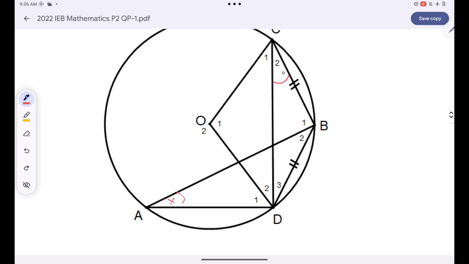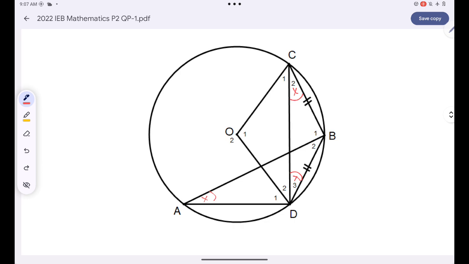Angle C2 is also equal to X. Why am I saying that? Because they are both angles in the same segment. These two angles are subtended by the same chord DC. This chord subtends this angle at the circumference, and also subtends the other angle at the circumference as well. So these are just angles in the same segment. And if C2 is equal to X, therefore angle D3 is also equal to X, because if you check, triangle DBC is an isosceles triangle. So you can simply say there are equal sides and equal angles.